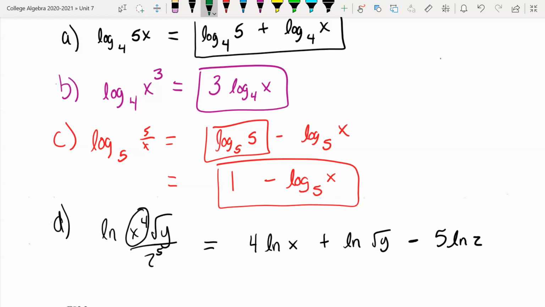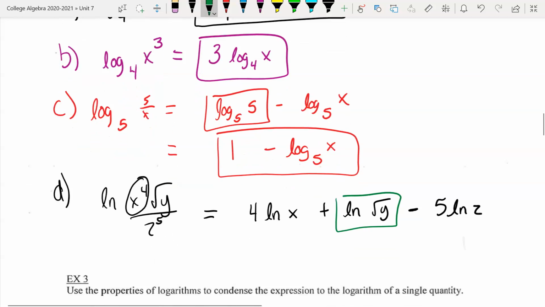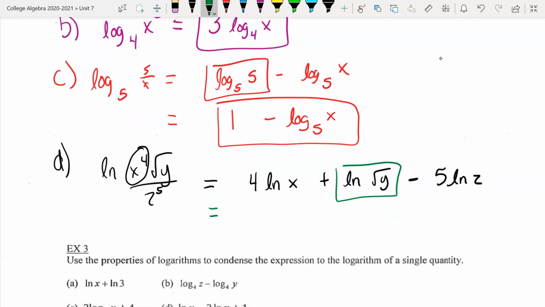Now you need to get in the habit of rewriting this as an exponent. So just as a reminder, the 1/2 power is the same as the square root of y. So I'm going to put that 1/2 out front, and I'm going to say minus 5 natural log of z.